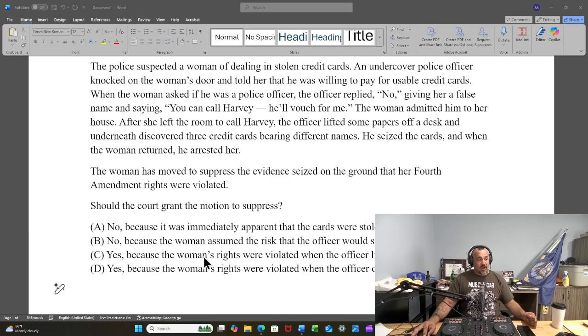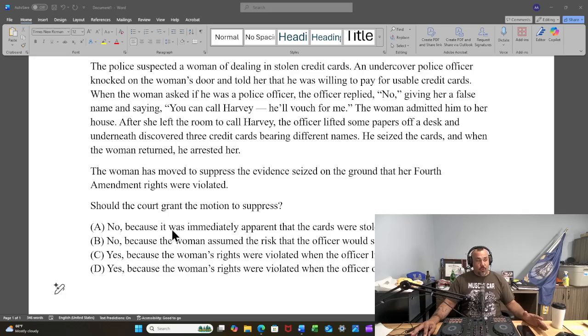I believe her rights were violated once he picked that stack of papers up. But we need to just verify here. No, because it's immediately apparent that the cards were stolen. Well, that might be true. It might be true that it was immediately apparent that the cards were stolen.